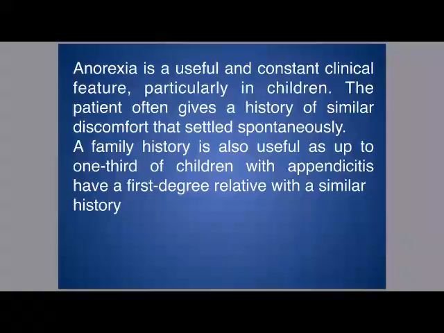Anorexia is a very useful sign, and it is a constant feature, particularly in children. It has been mentioned that a child with a normal appetite probably has no acute appendicitis. The patient often gives a history of similar but milder attacks, which means that the patient has suffered from subclinical acute appendicitis, but obstruction has not yet occurred until sufficient obstruction occurs and the clinical entity of acute appendicitis becomes apparent. A family history of appendicitis occurs in a third of cases. So acute appendicitis may be familial. It sometimes runs in families.